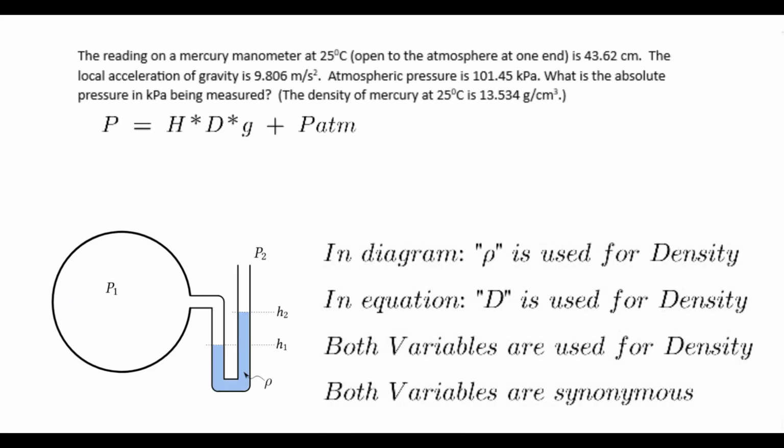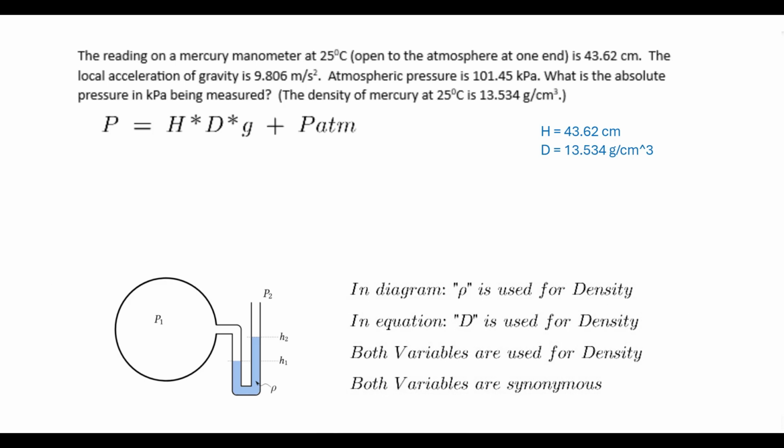In metric units, the absolute pressure is equal to the height of the mercury times the density of the mercury times the acceleration of gravity plus atmospheric pressure. You are given the height of the mercury is equal to 43.62 centimeters. The density of mercury is 13.534 grams per centimeter cubed. The acceleration of gravity is 9.806 meters per second squared. The atmospheric pressure is equal to 101.45 kilopascals.